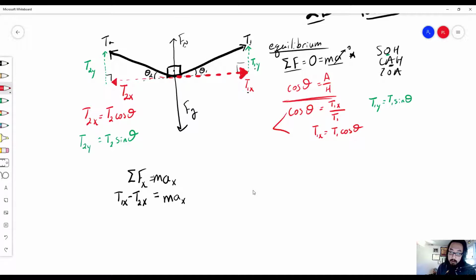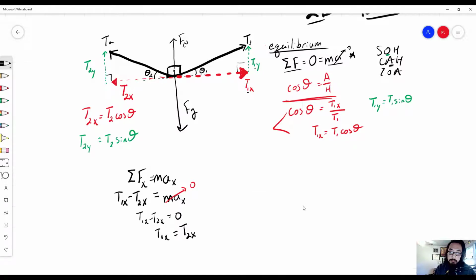Now, here's a little trick. Remember, this system is in equilibrium. That means our acceleration is 0. So that makes our math so much easier. So we have T1x minus T2x is all equal to 0. This just means that it's not accelerating in the horizontal axis. So we can even rearrange this to say that T1x is equal to T2x.